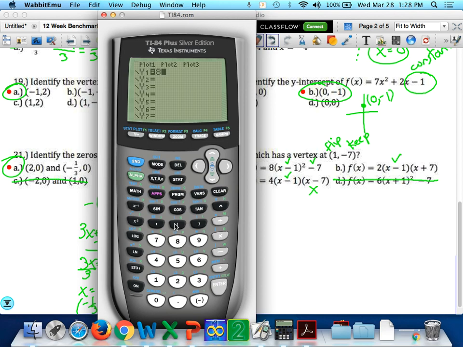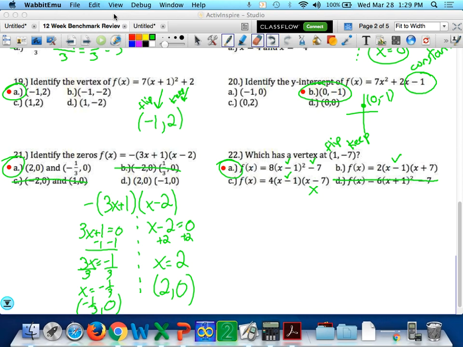So I go in my calculator and I put it in exactly like it is. Zoom 6. I'm looking for a vertex of 1, -7. I think that's about right. That's a minimum. Let's calculate it just to be safe. I want to be to the left of it. I am. Now let's get all the way over to the right of it. There we go. Enter, enter. 1, -7. It indeed was option A.